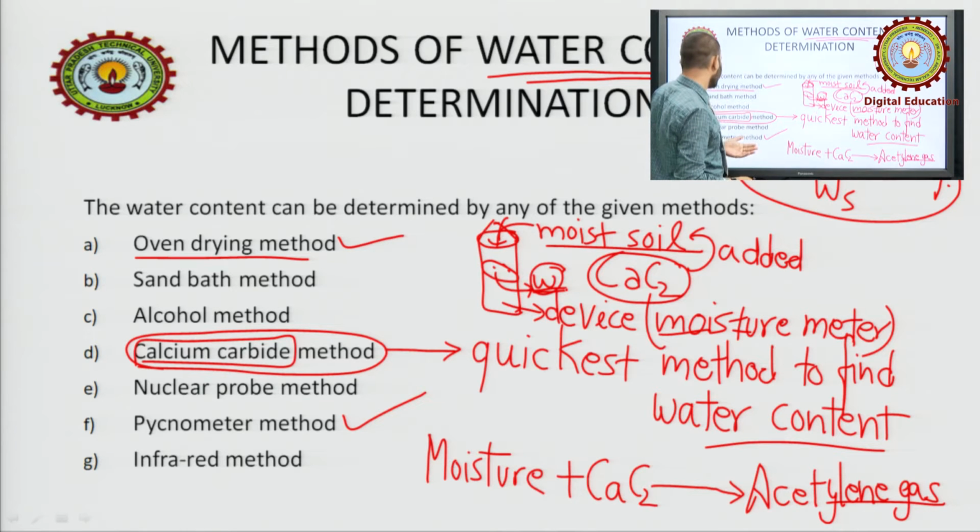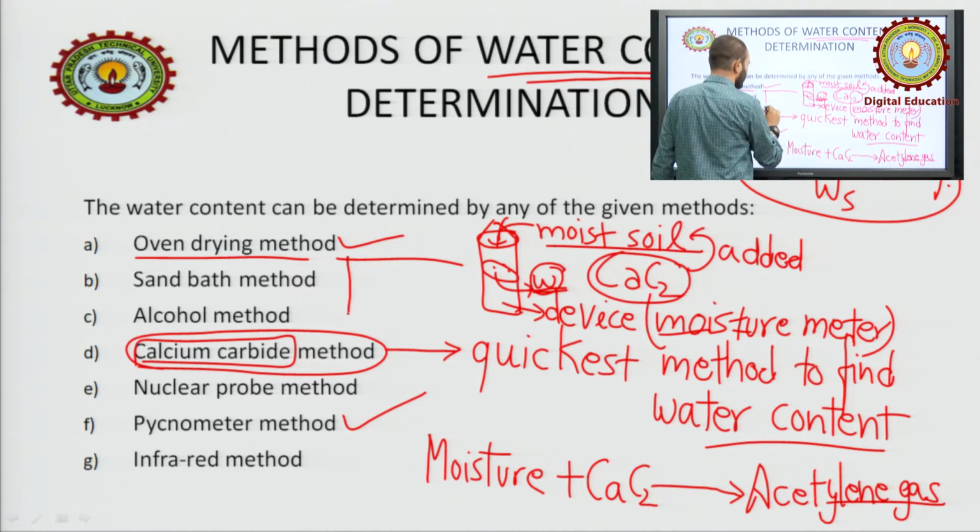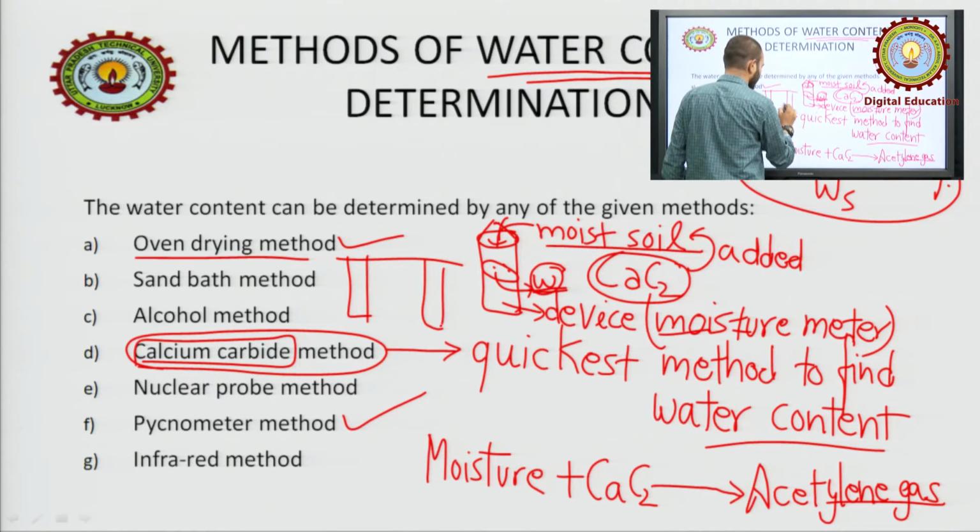Now, there is also the nuclear probe method. Generally it is used for the field. There is a tube here, and the tube is here. This is the soil itself. A nuclear active probe is here, and from here the nucleus is released and it is received here. There is a receiver here. So this will be going through this, and receiving will be done here.